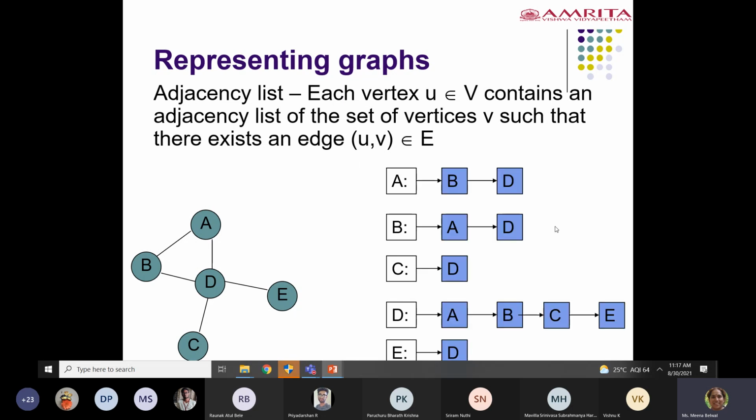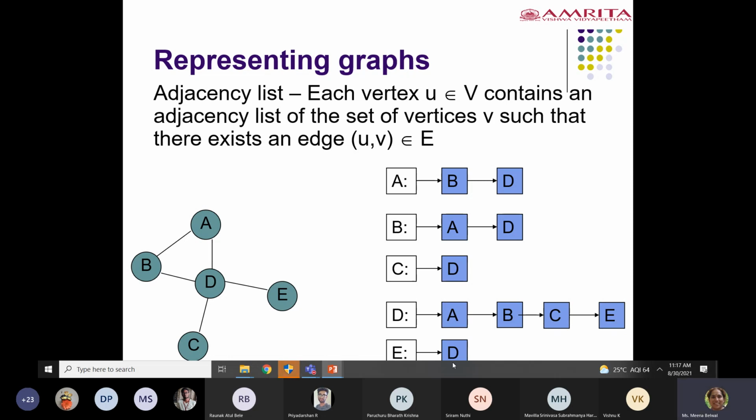So now if I get it like this: for A it is B, D; B is connected with A and D; C is connected with D directly, only with D; D is connected with all four, A, B, C and E; and E is connected with D.